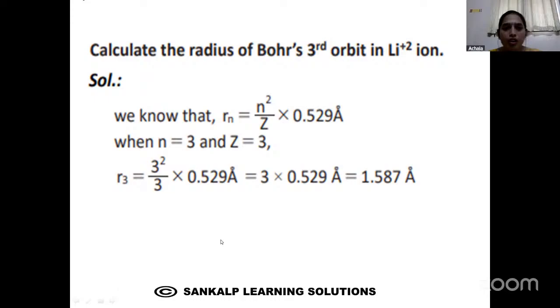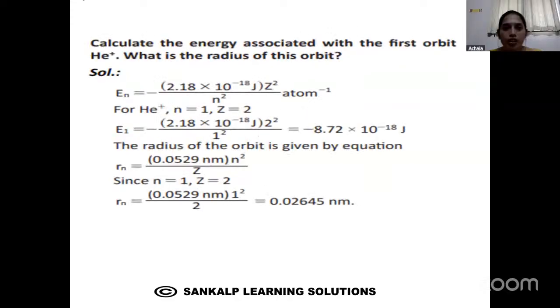Next one, based on energy. Calculate the energy of the first orbit of helium plus and what is its radius of the orbit. First they have asked the energy. Again we know the formula for the energy. Energy is equal to, in terms of joules, minus 2.18 into 10 raised to minus 18 by n square, and in the numerator it is Z square. This is the formula. Now again, what are the given values here?